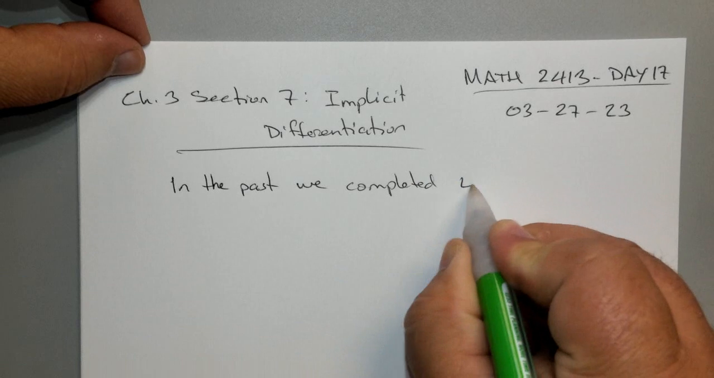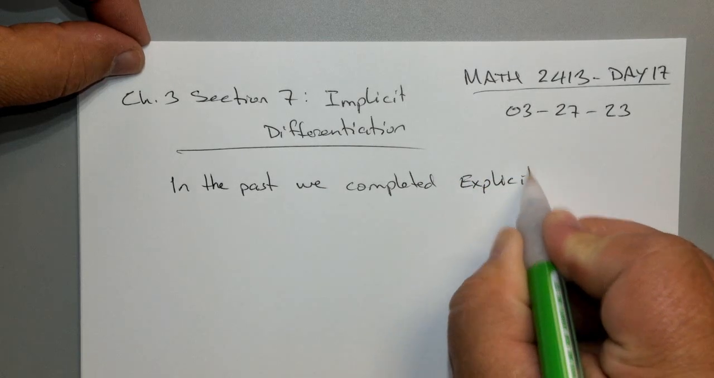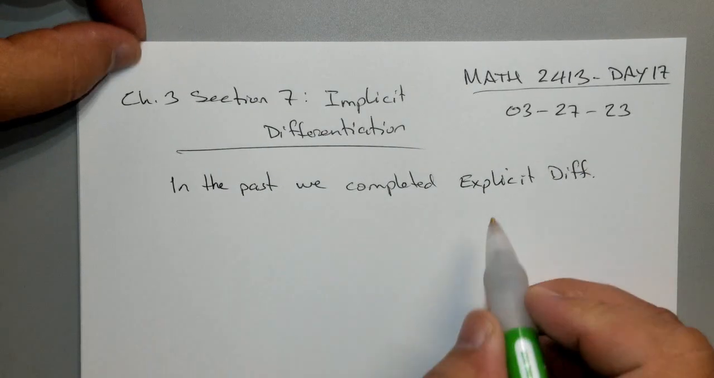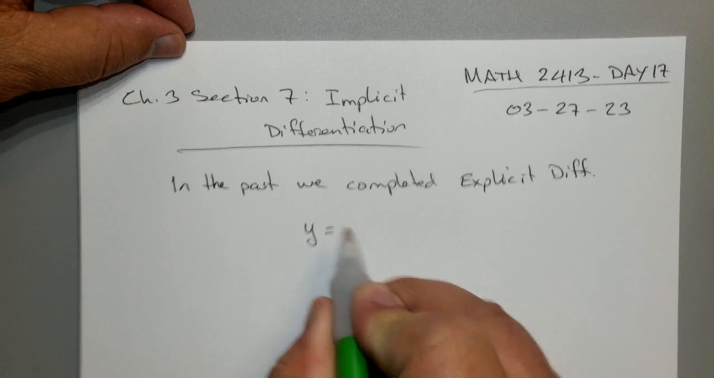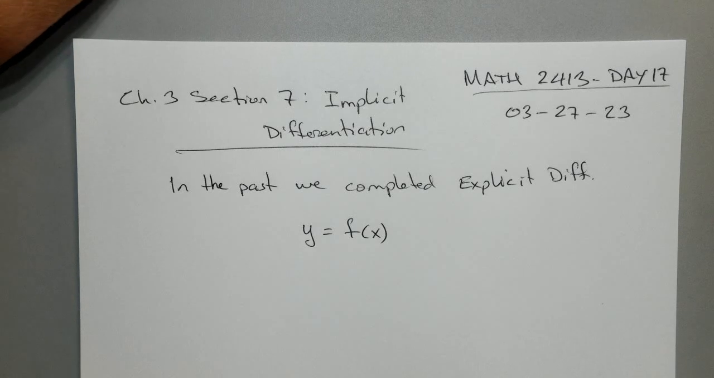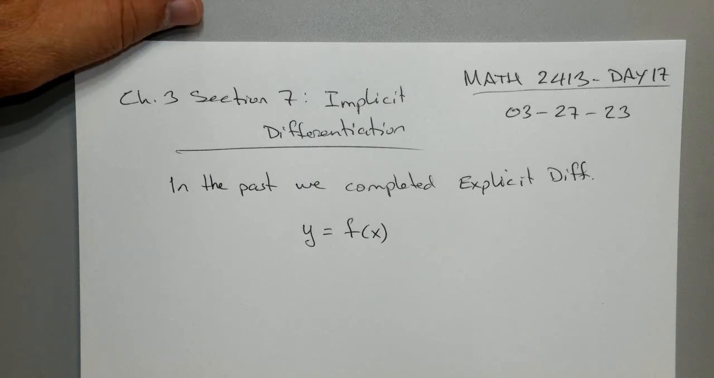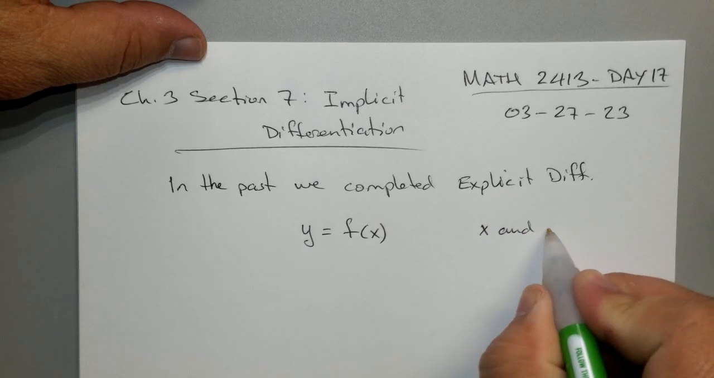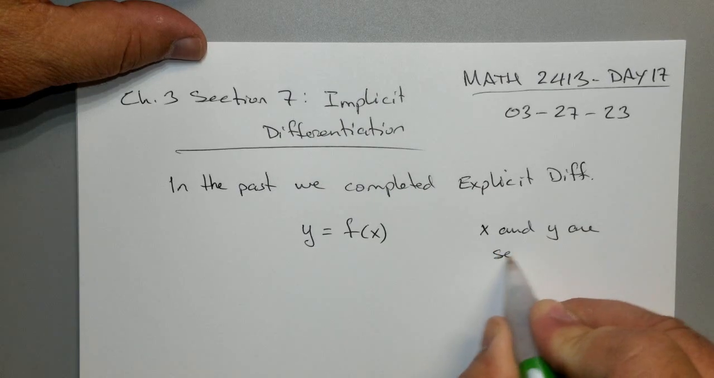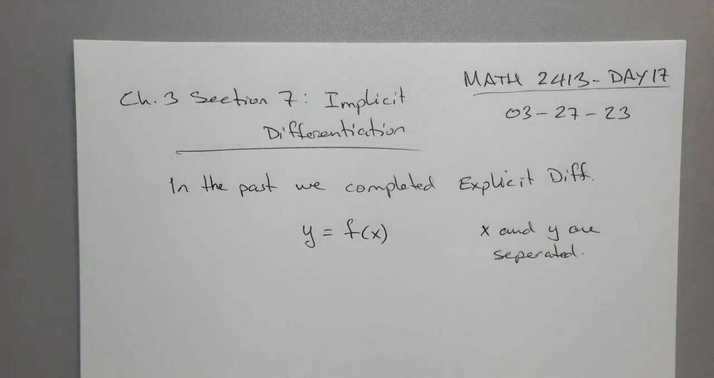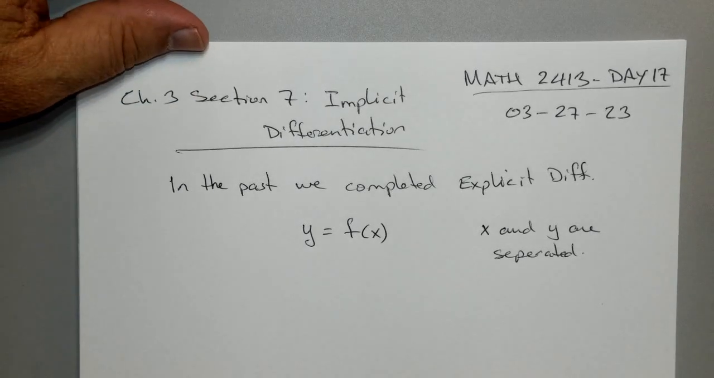we completed explicit differentiation. Which means y equals some function with respect to x. So if you have a function where the only variable involved is x.